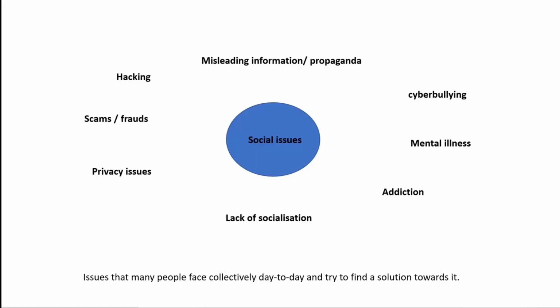Anyways, so here are social issues. Social issues are basically issues that many people face collectively day to day and trying to find a solution towards it. So some examples include mental illnesses, cyberbullying is a networked issue, privacy issues, scams, frauds, hacking, misleading information or political propaganda. If you spend so much time on the internet, you lack real life socialization, and also you get addiction from being online so much.